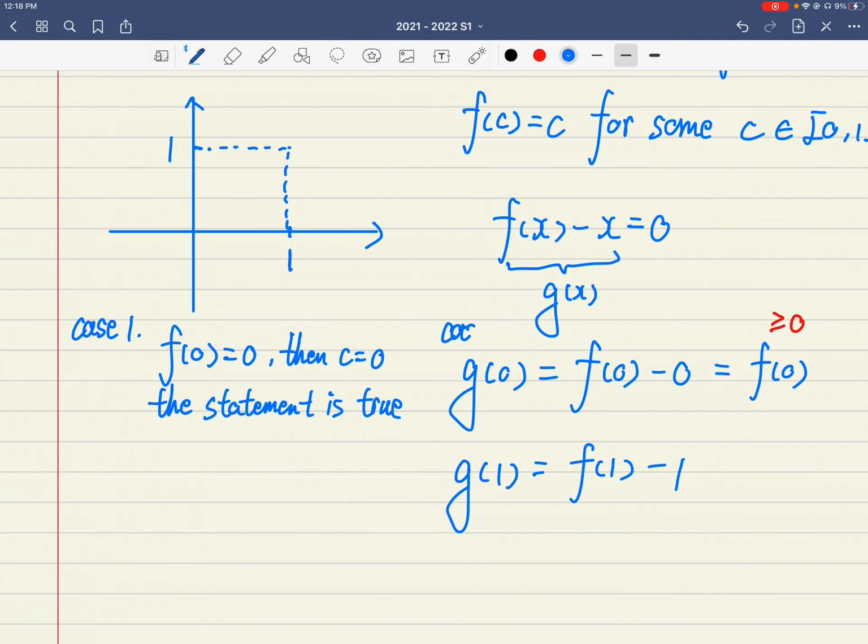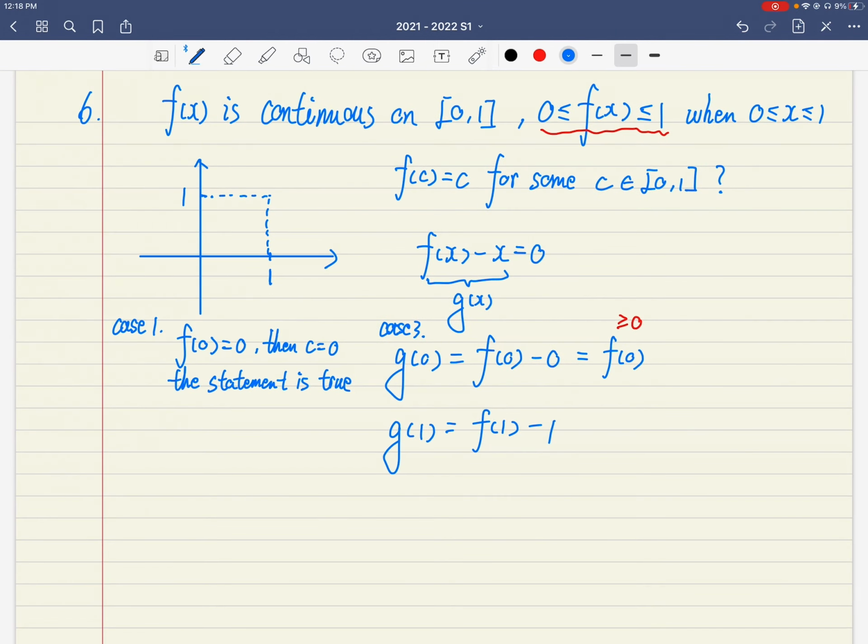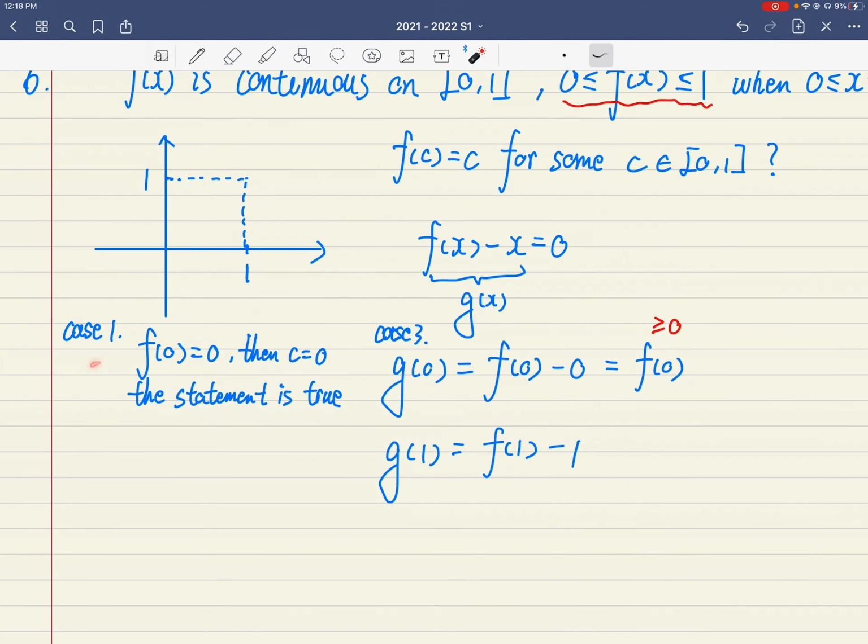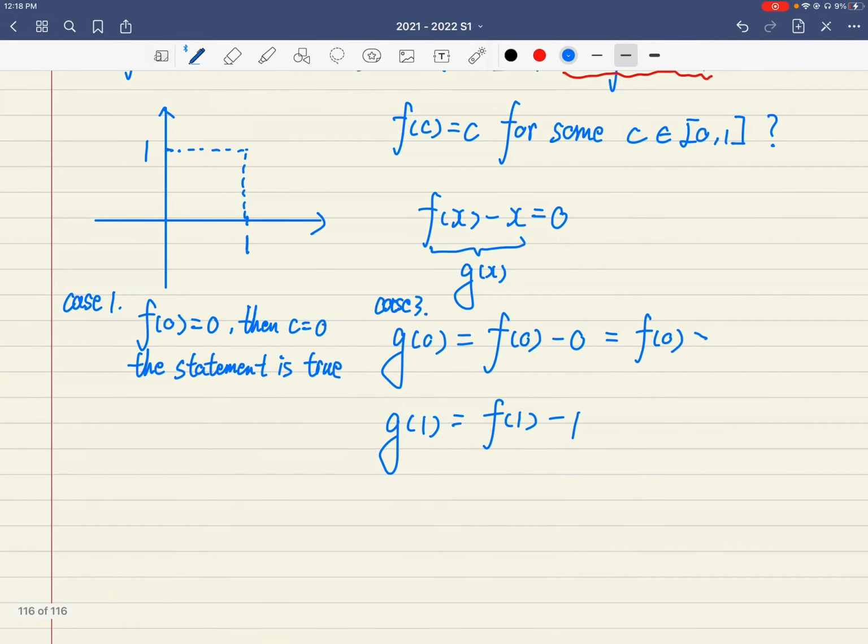Okay, so this will be our case 3. If it's not case 1, if f(0) is not equal to 0, then f(0) must be strictly greater than 0. So here we divide it into 3 subcases. First case is just f(0) is 0. Then the second case is just f(1) is 1. Then already when c is 1, the statement is true.